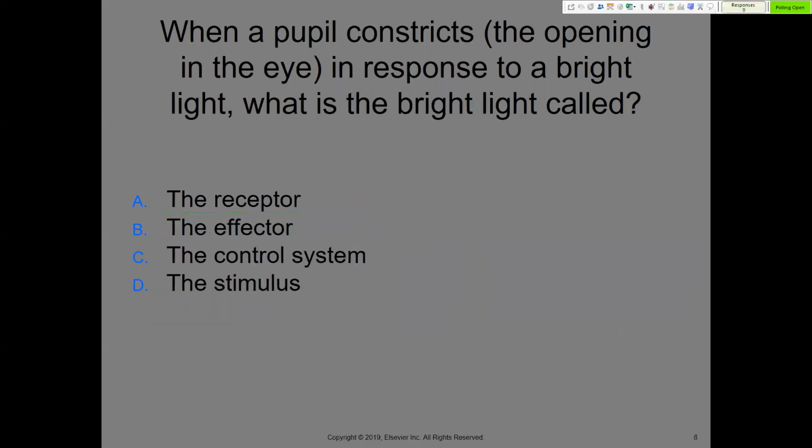And I use that term because I have another question for you. So when the pupil constricts in response to the bright light, same situation, what is the bright light called? The receptor, effector, control system, or stimulus? All right, I'm going to close it. Everybody's answered. 5, 4, 3, 2, 1.